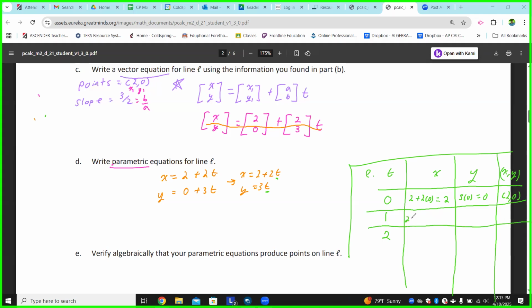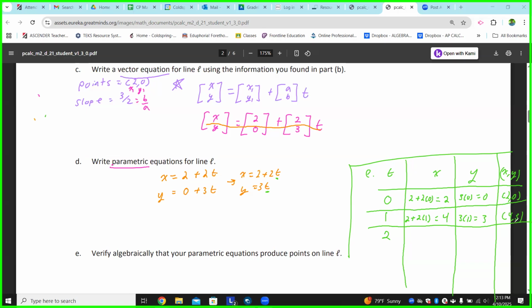Let's now do 2 plus 2 times 1. What's 2 times 1? Plus 4. And then this would be 3 times 1. So what's 3 times 1? 3. What's that coordinate? 4, 3. Does 4, 3 fall on your line? It looks like it does.